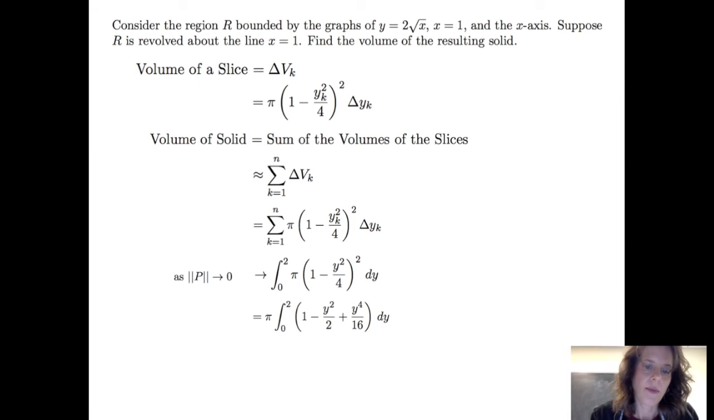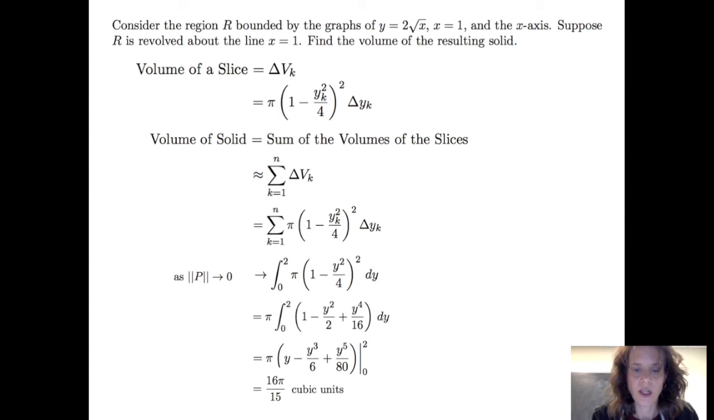And I get pi times the definite integral from 0 to 2 of the quantity 1 minus y squared over 2 plus y to the 4th over 16. Integrating, I get pi times y minus y cubed over 6 plus y to the 5th over 80, and I evaluate that from 0 to 2, and I get 16 pi over 15 cubic units.